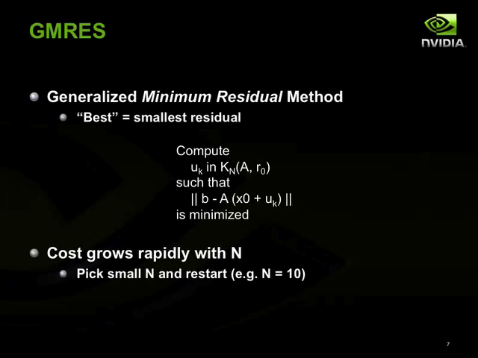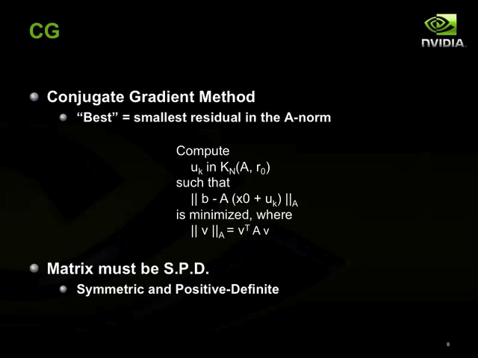Sometimes this converges, sometimes it doesn't, but it's a very popular method, and it works for general matrices. The conjugate gradient method, which we heard about last week, is kind of similar. It's a Krylov method, but the way it defines best is not by saying we want the smallest residual. Before, with GMRES, we wanted the residual to be the smallest in the standard Euclidean norm. The way that CG defines the best vector is that we want it to be the smallest in the A norm.